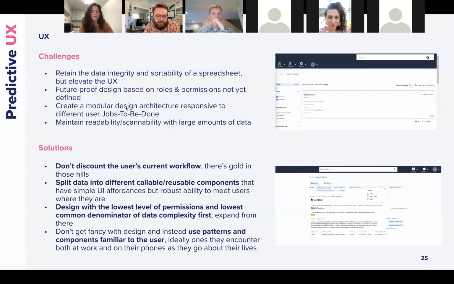We also try to design with the lowest level of permissions. That means that we design first for the most restrictive environment, and then we open it up once we get to know people. So it's a trust but verify mechanism when we're building this. And we also want to work with the lowest common denominator of data complexity and then expand from there.